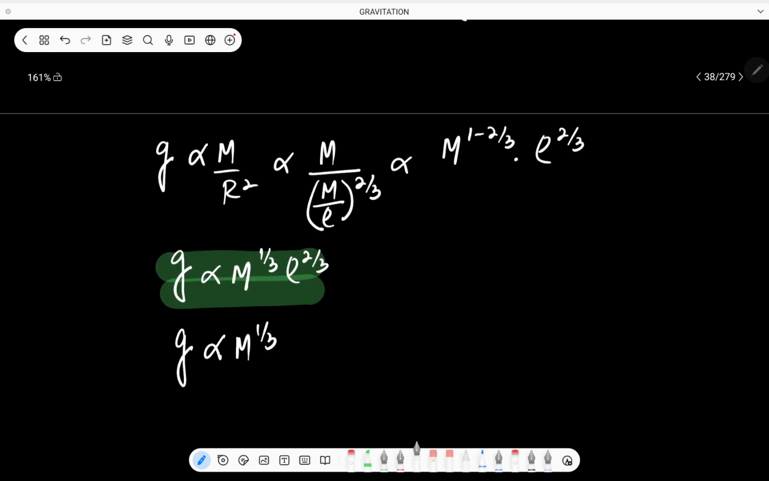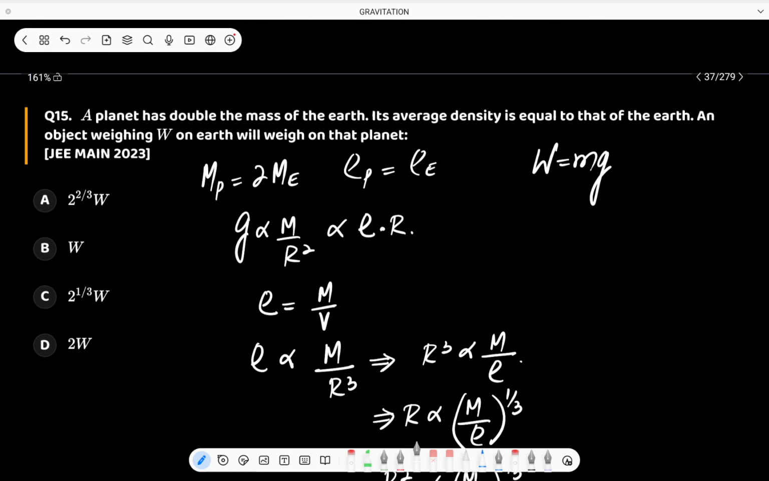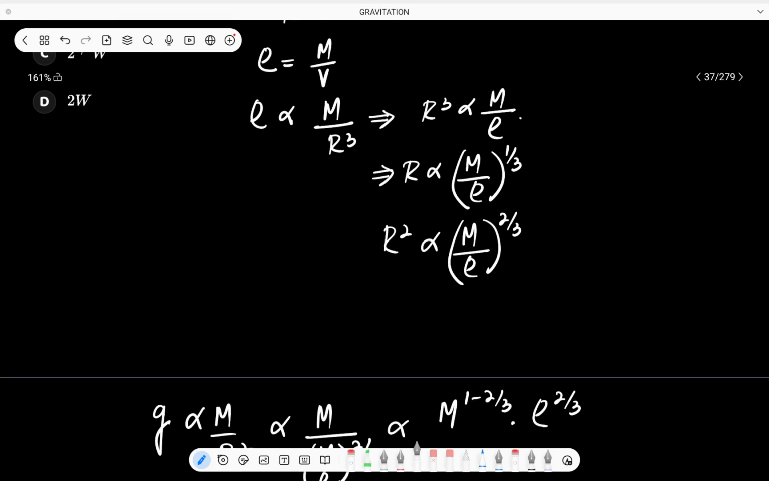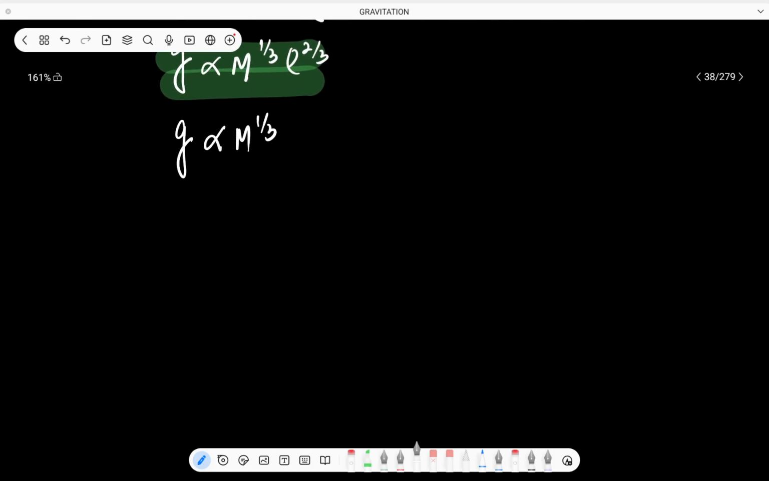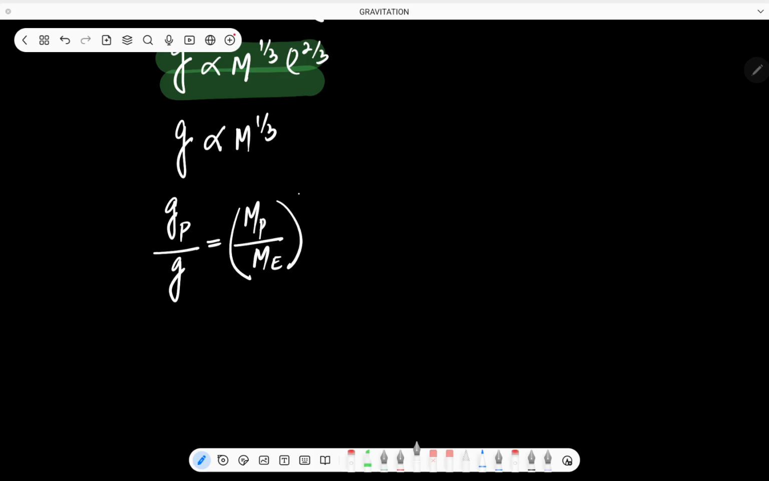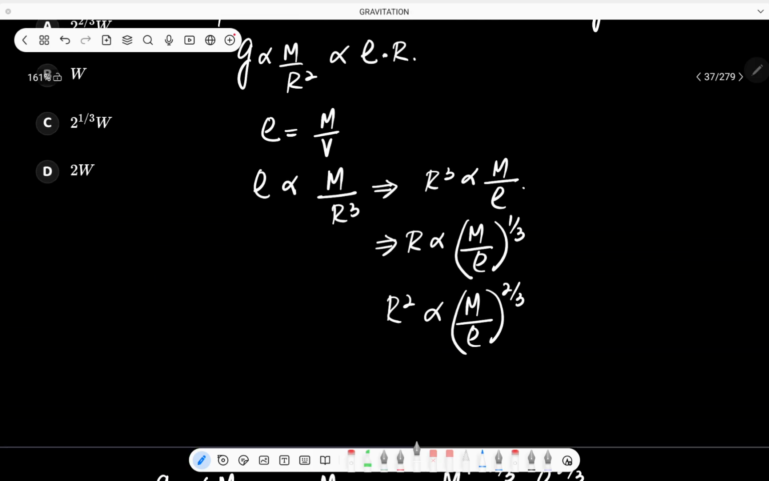Alright. Now we are supposed to calculate what will be the weight of the object on that planet. Let me write it like this: gp, the acceleration due to gravity on the planet, divided by g will be equal to the mass of the planet divided by the mass of earth. Let me take that as m, whole raised to the power 1 by 3. Is that clear?